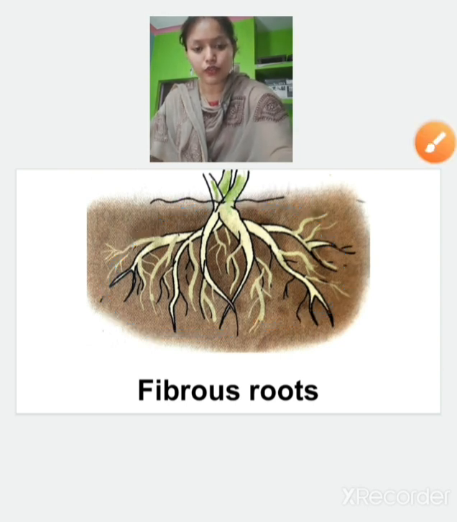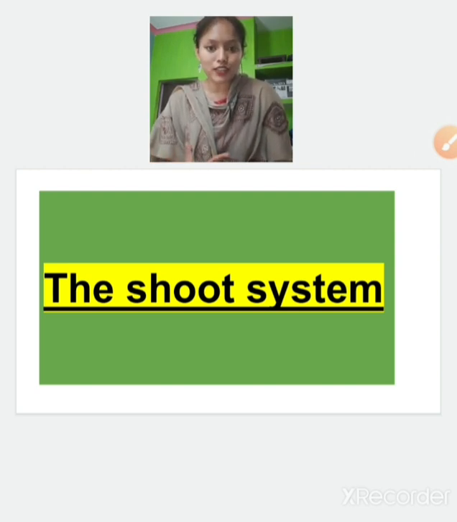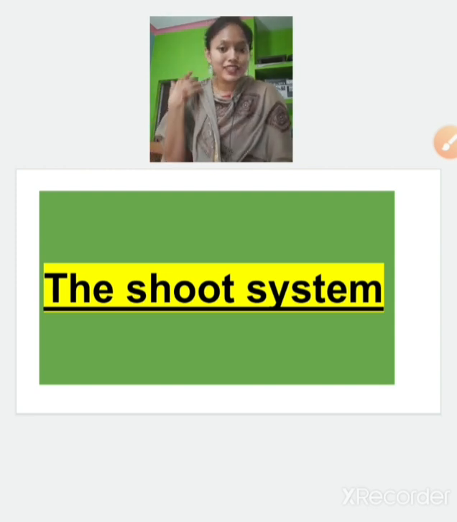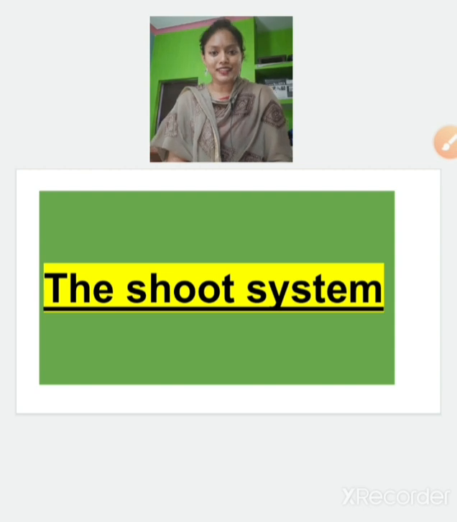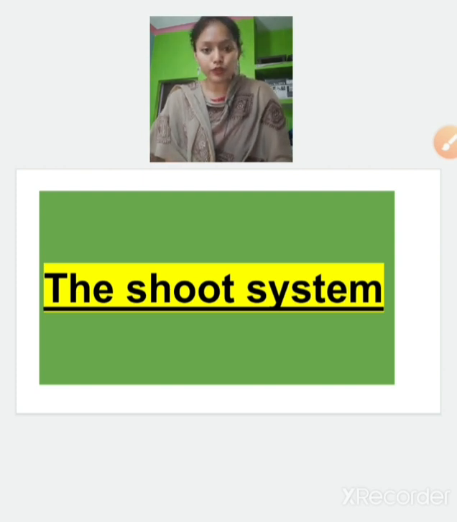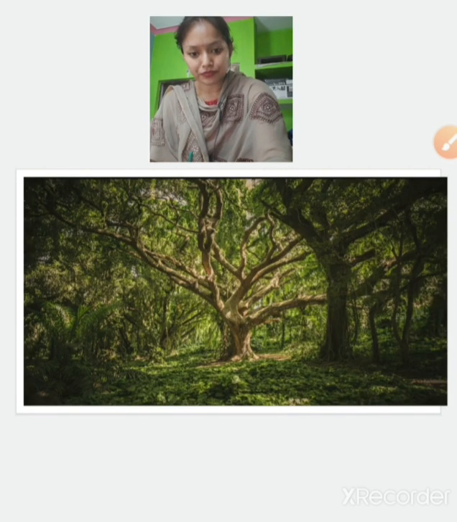Now today we will study about the shoot system. The shoot system means the part of the plant that remains above the ground level. In the shoot system, we will study the main part, that is the stem. Stem is known as the backbone of the plant. Yes, it is known as the backbone because it is the most important part of the plant that holds the whole plant. So today we will study about the stem.